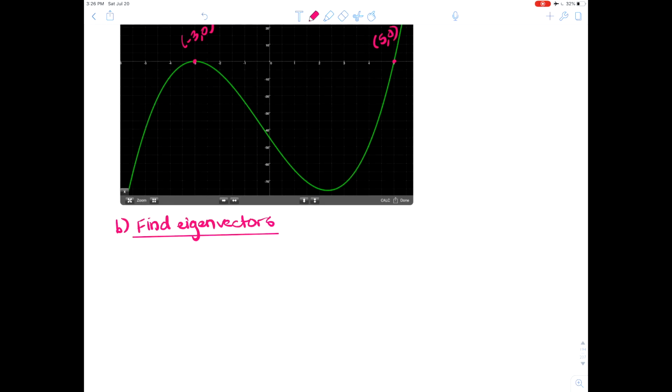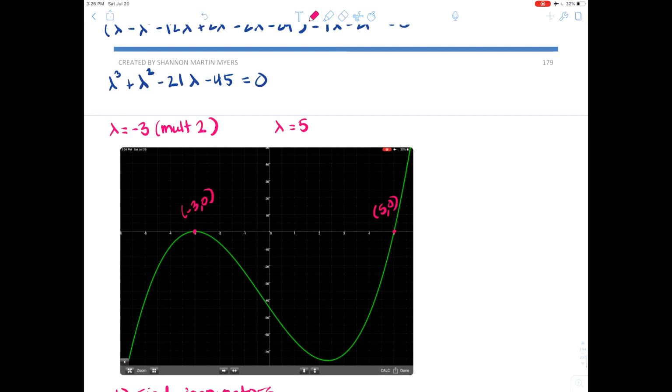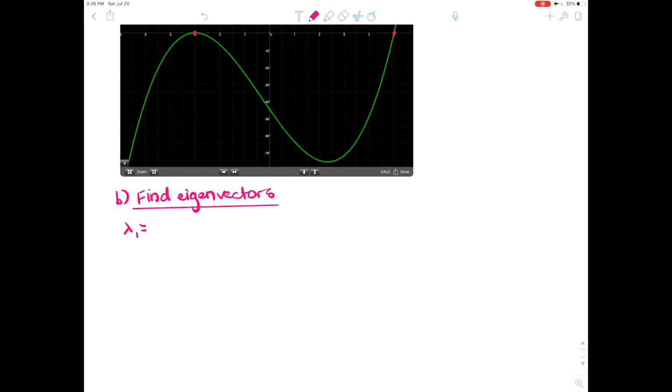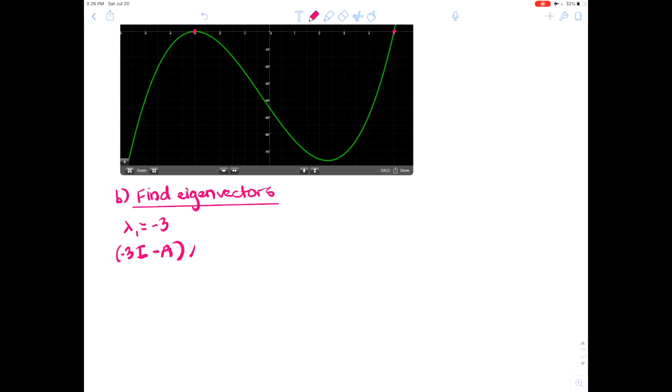So let's go ahead and look at lambda 1. Call this 1 and 2. So lambda 1 equal to negative 3. We'll have negative 3I minus A times our x vector equal to the 0 vector. And that's going to give us what?